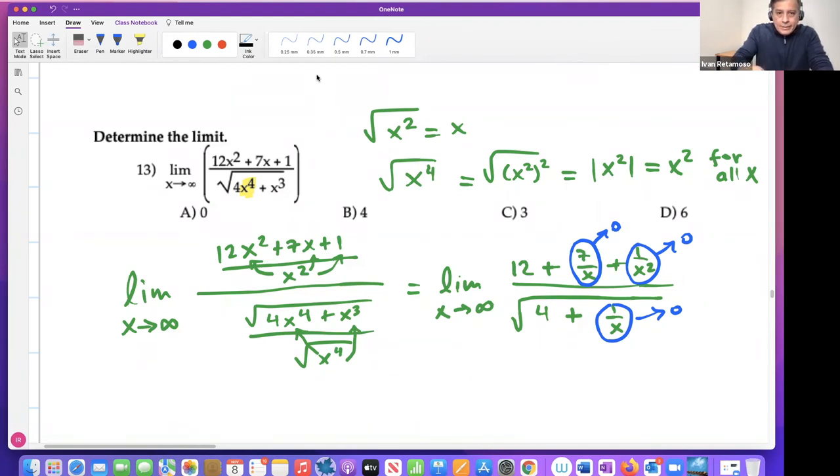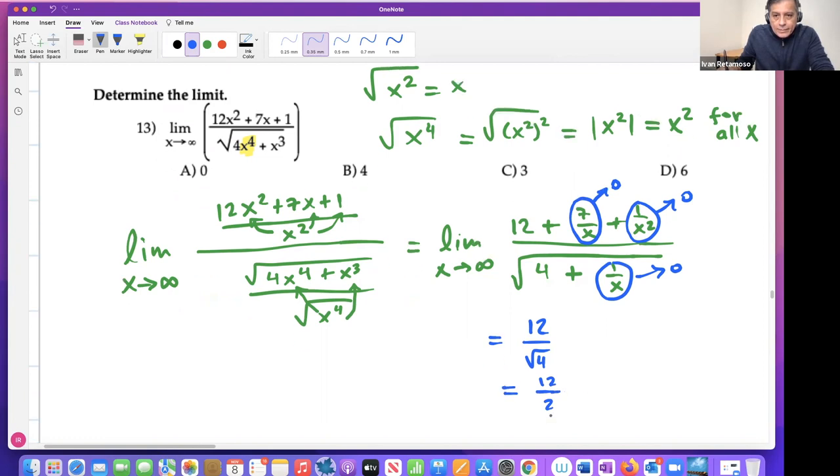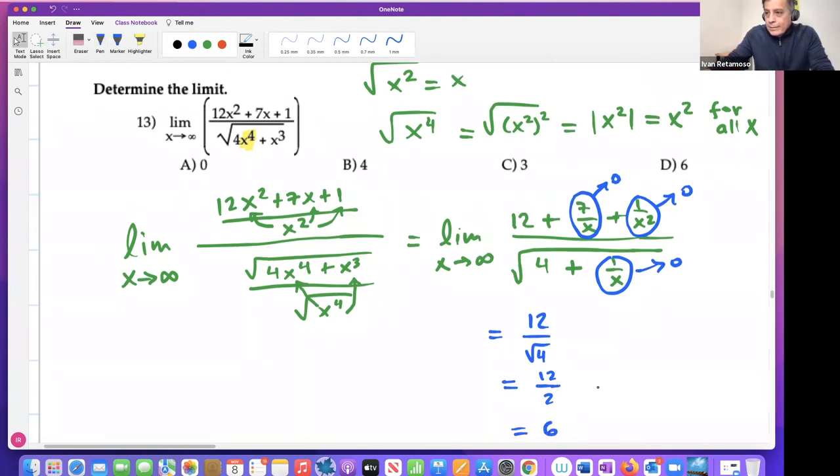We're headed there. So what is left? 12 on the top over the square root of 4, right? That's what is left. Then the square root of 4 is 2. 12 divided by 2, I got 6, right? Very good. You follow, guys? For number 13, I got 6, which is D. Excellent, right? Yeah, very good, guys.